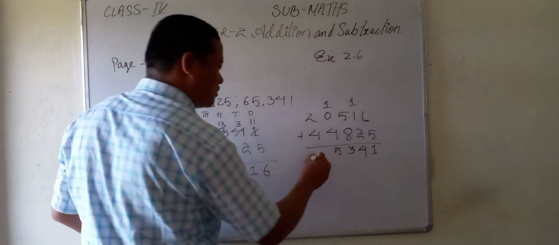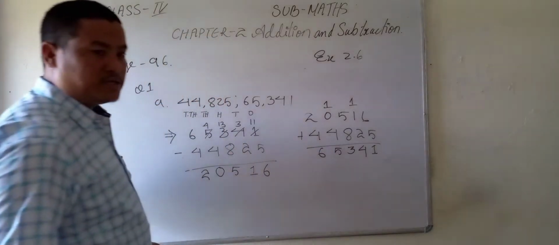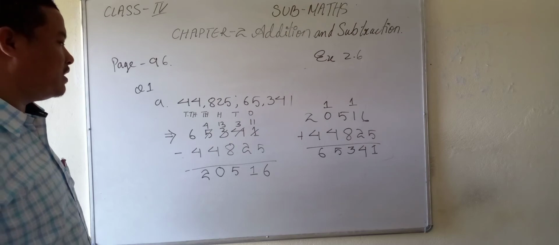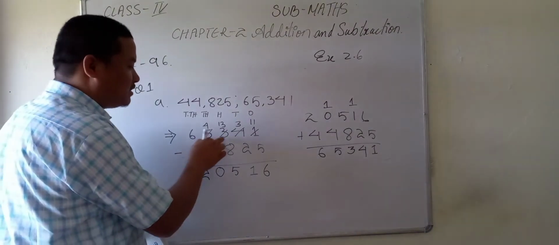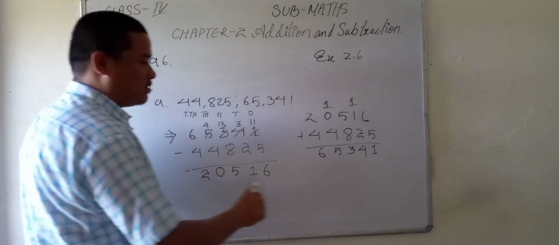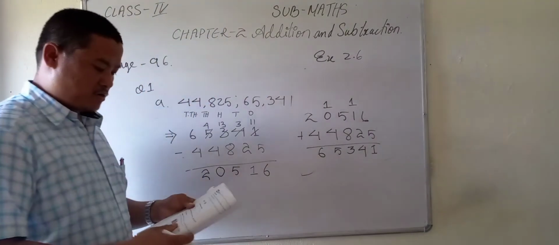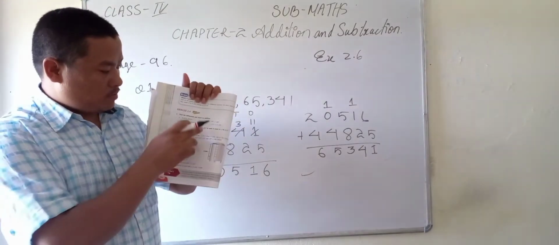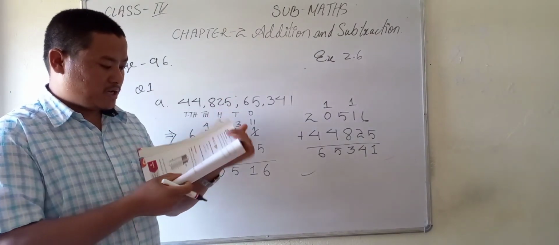2 plus 4, 6. How much did we get? 65,341. That means our subtraction is correct. In this way, you have to check your answer. The remaining questions B, C, D, you have to practice at home.